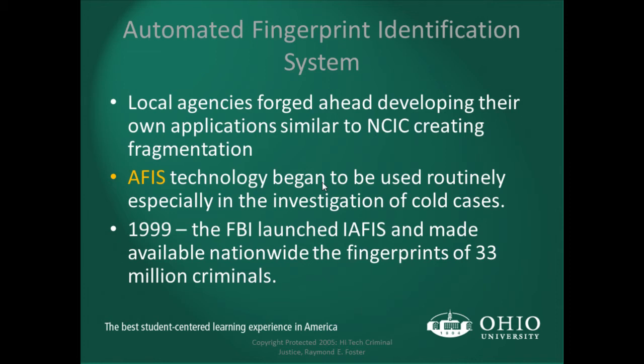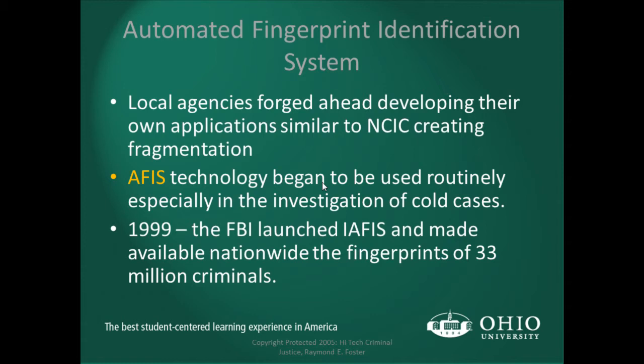Local agencies forged ahead in developing their own applications, very similar to NCIC, which really led to more fragmentation. Again, local agencies having their own subset of that information, the NCIC. So again, not having readily shared information. But AFIS technology began to be routinely used, especially in the investigation of cold cases, so that you could take some of the prints from a cold case, digitize that information, and send it back through. And they started to actually create some success out of doing that.